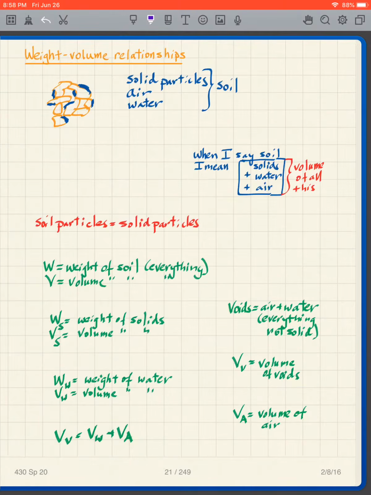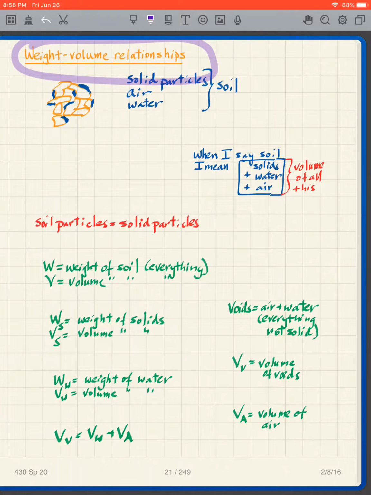Okay. I wanted to start a new topic now, and that is weight-volume relationship. So, we are done with soil classification, and now we're going on to the next topic. And I'm going to tell you right now that all of this is about weights and volumes, and that's it. In theory, these are very simple problems because you all know how to do weights and volumes. And if you get the weights and volumes of everything that you need to get, then you can solve any problem that I give you.